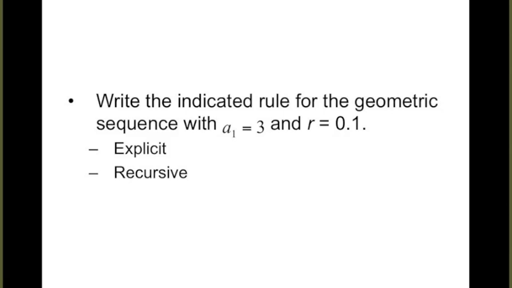So here we're looking at a geometric now. Again, it's asking for explicit and recursive. We did have a rule for geometric that was back in section 11.3. So again, it doesn't have to be memorized. You can look it up back from section 11.3, and it will be on the test for you. But this was our explicit rule for a geometric. So then we're going to have 3 times 0.1 to the n minus 1.